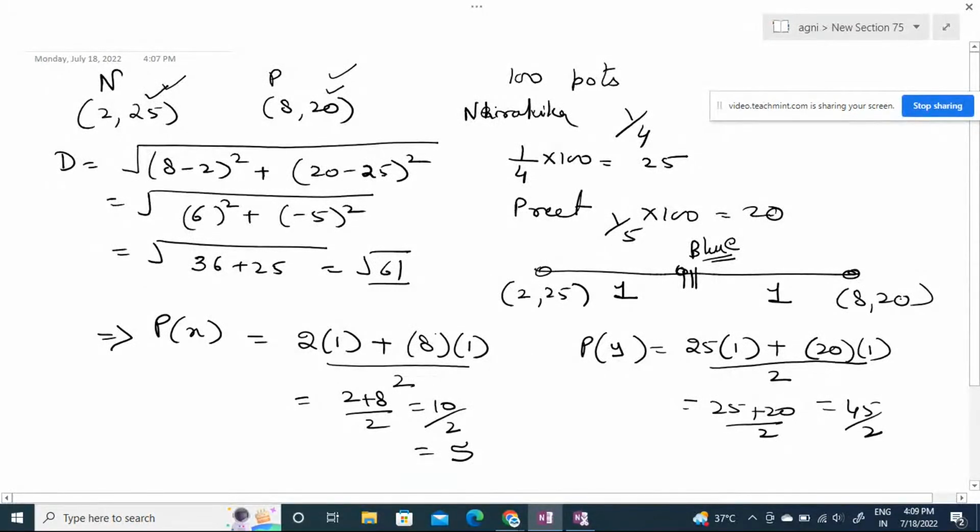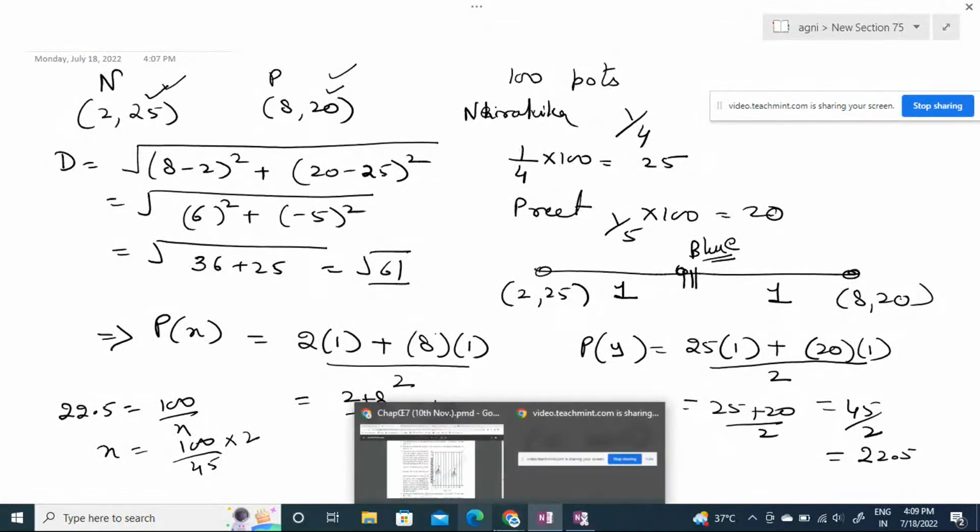So what is the answer? You can find it easily. It is 22.5. The coordinates are 5 and 22.5. Now we have to find where she puts it. That means 22.5 is equal to 100 by x, so the value of x is equal to 100 by 22.5. That means I can write 45 into 2 also. So in this way we can solve that.